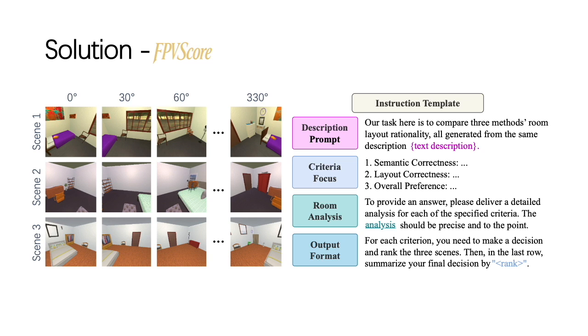We design a structured prompt to assess scenes in terms of semantic correctness, layout accuracy, and overall coherence. We further instruct the model to justify its ratings with brief explanations, enabling verification of its reasoning.